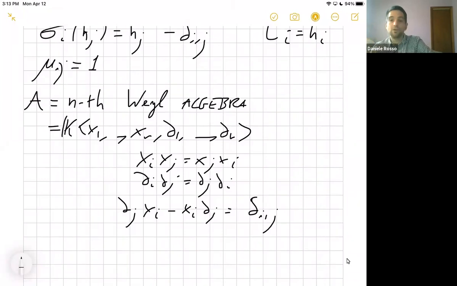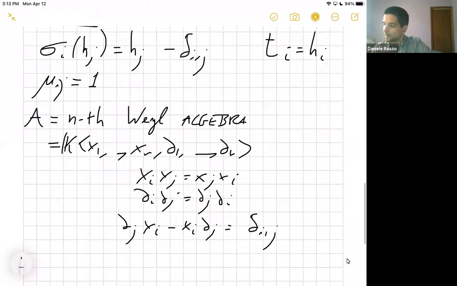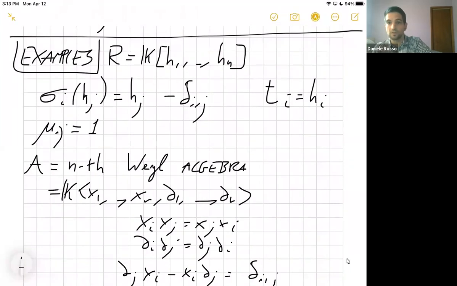But of course, you can get things that are more complicated. In this case, for example, x_i and x_j actually commute with each other, and so do partial_i, partial_j. You can think of the x_i's as the x_i plus and the partials as the x_i minuses. More in general, you might have things that are a little more complicated. Also, the sigmas here are pretty simple, just a shift, in some cases just the identity. The t's are just the h_i.